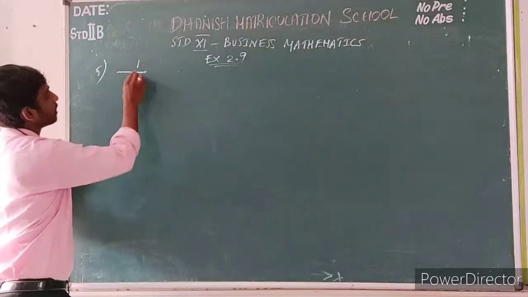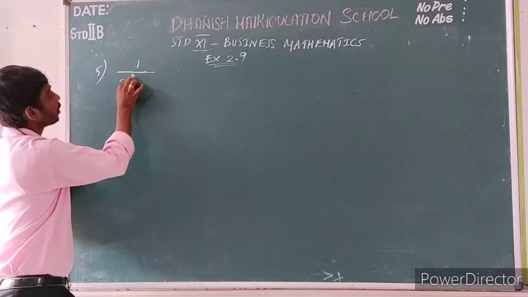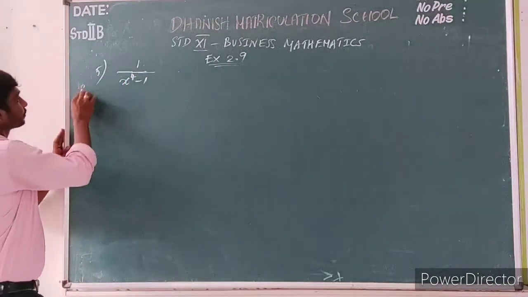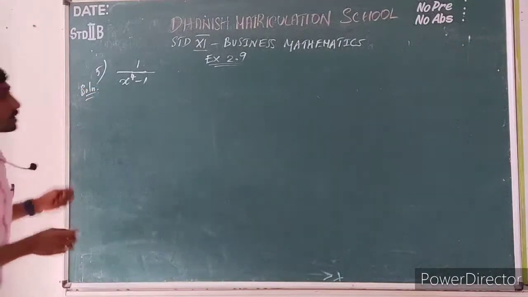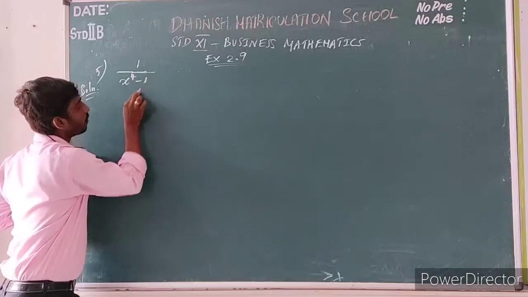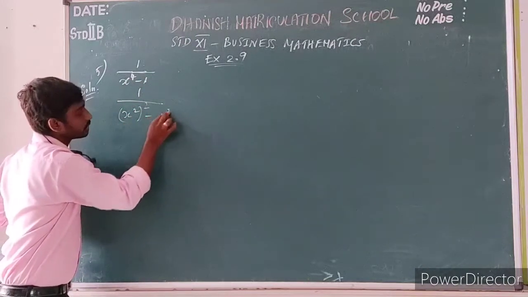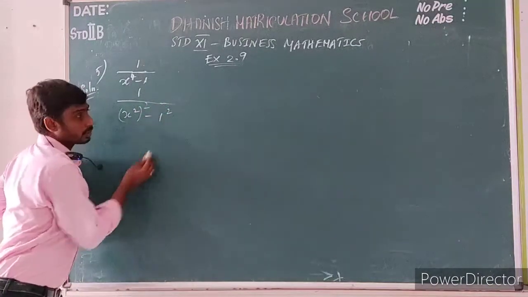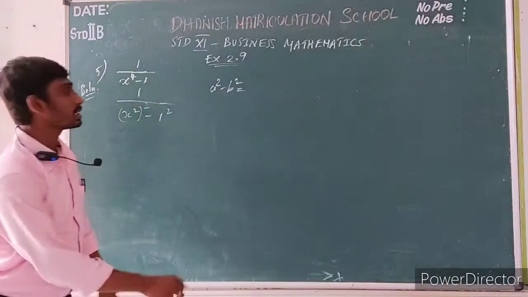Now, what is the question given here? 1 divided by x power 4 minus 1. In this question we first write it like 1 divided by (x square) whole square minus 1 square. It looks like the a square minus b square form.